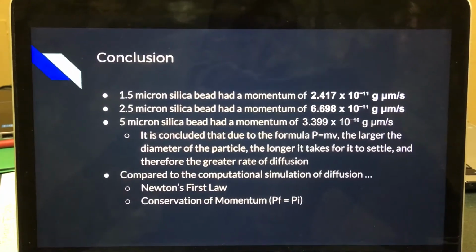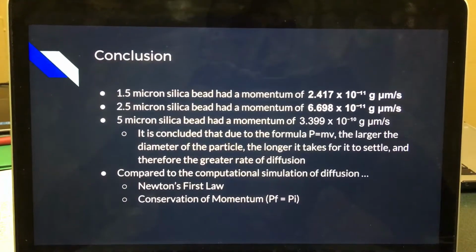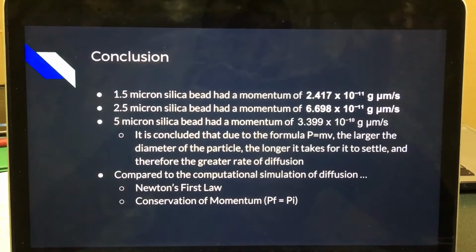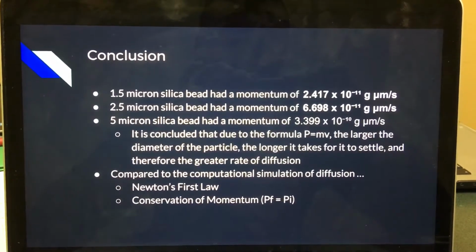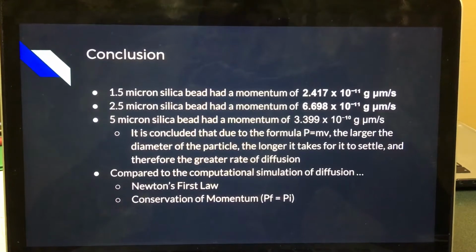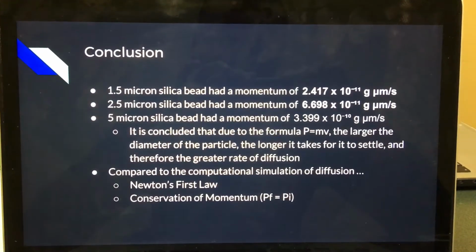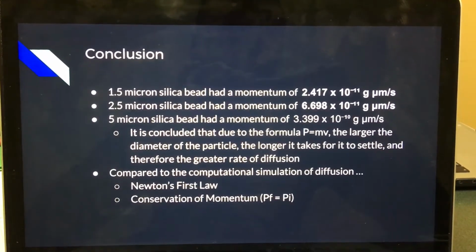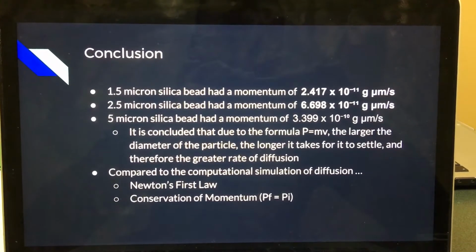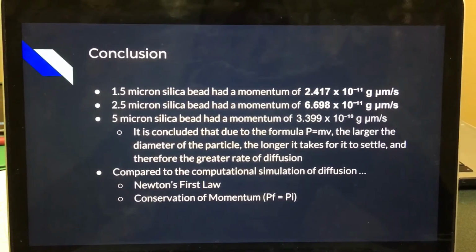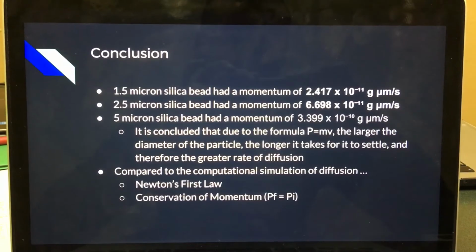And then in our experimental, the momentum in the beads is also transferred from bead to bead and also to the water molecules. And eventually, over time, these particles will begin to slow down. Eventually, they will settle. And the reason why Newton's first law comes into play here is because the reason why these beads slow down is because they hit water molecules and they also hit one another.